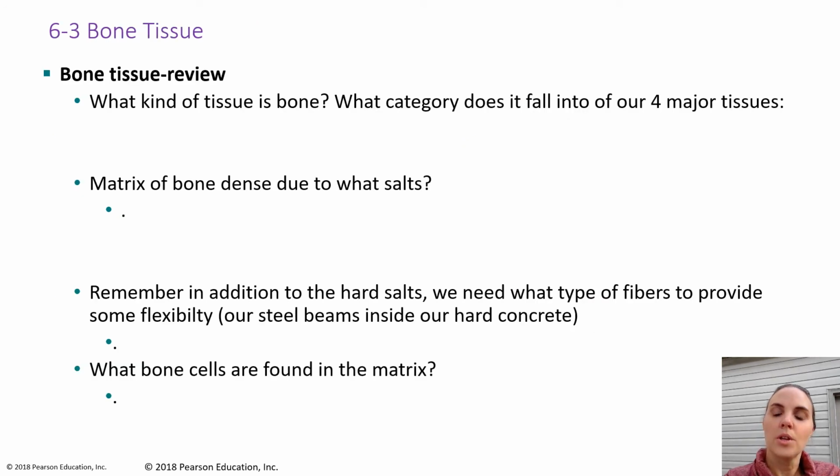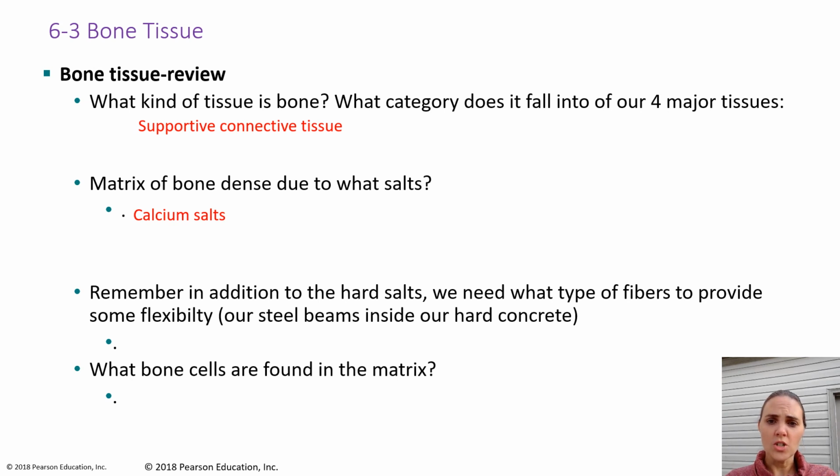So just a little review. I want you to quiz yourself here, because we did talk about osseous tissue or bone tissue already. So what kind of tissue of bone, what category does it fall into in our 4 major tissue categories? So it's a supporting connective tissue. Remember, bone and cartilage are supportive connective tissues. The matrix of the bone is dense due to what salts? We had calcium salts are what make that bone matrix dense.